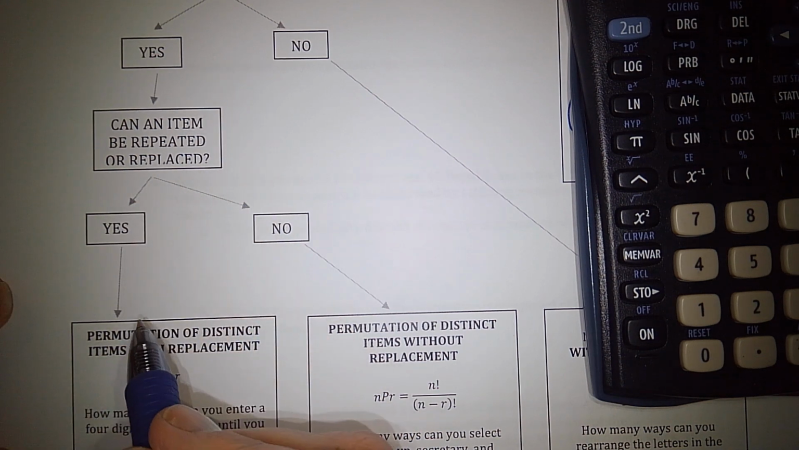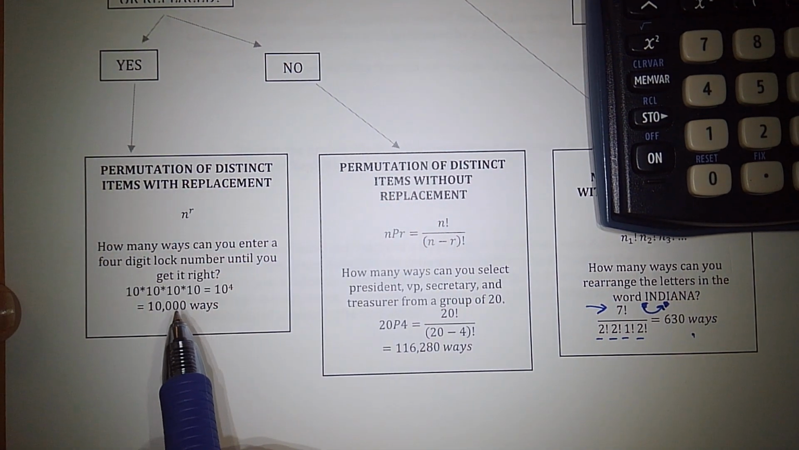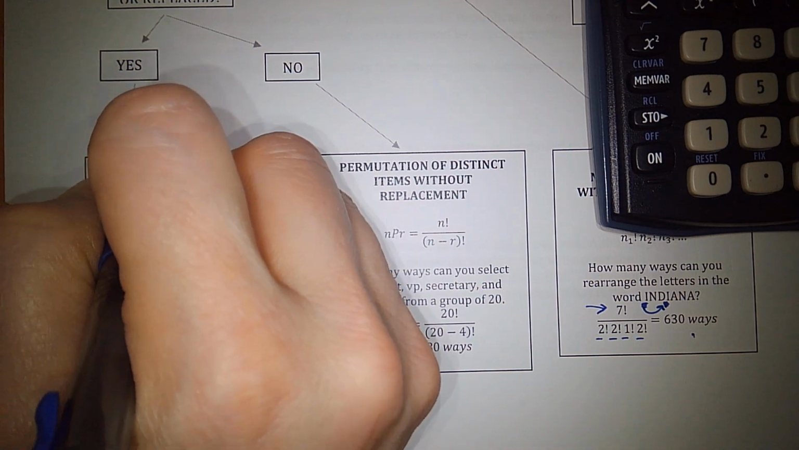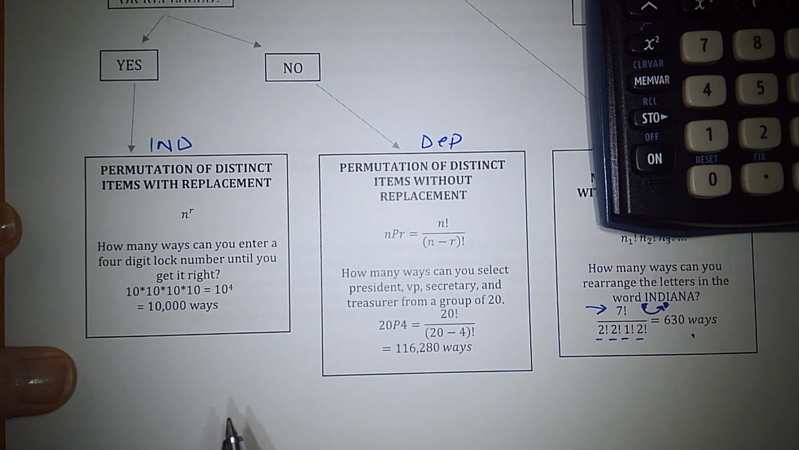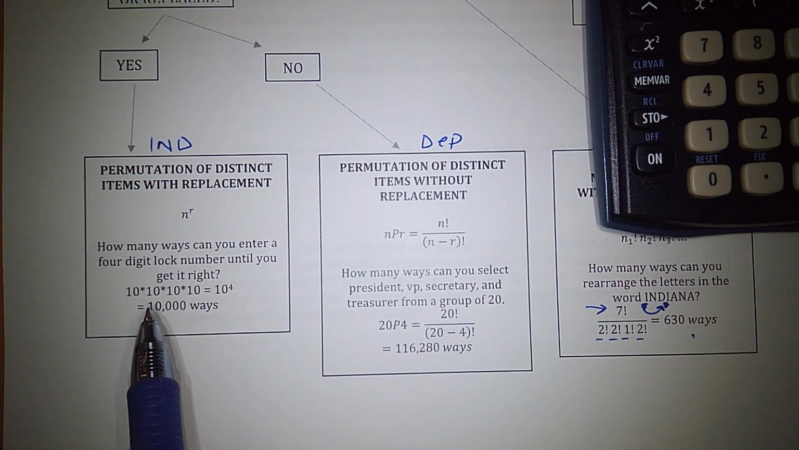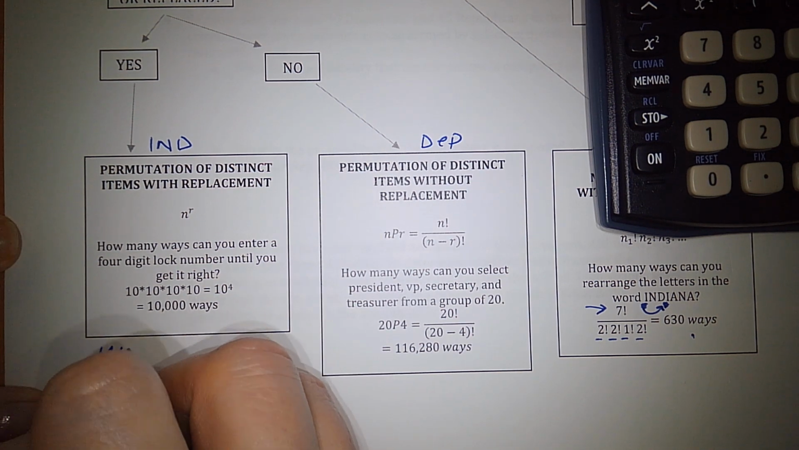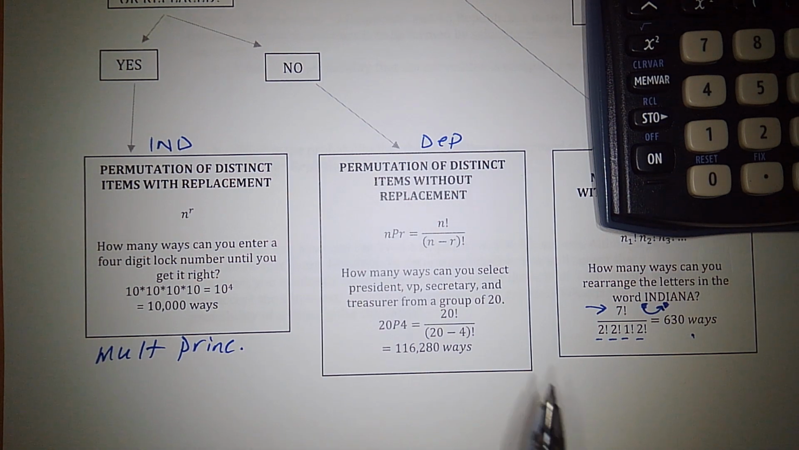If it is yes, you can replace that item. This is no different than selecting 2 queens out of the deck because they're independent, or not dependent, on each other. This is independent events versus dependent events. All we have to simply do is multiply all the possible ways together using the multiplication principle that we learned on the previous page.